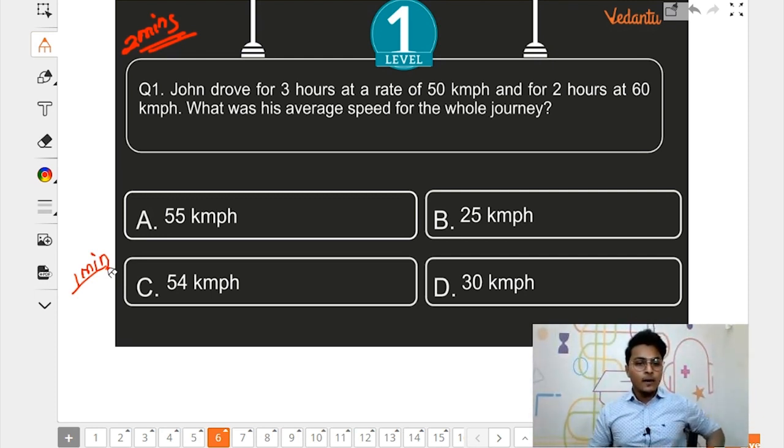Just 40 seconds more. I'll repeat the question. It's a very simple question. John drove for 3 hours at a rate of 50 kmph and 2 hours at 60 kmph. What was his average speed for the whole journey? Option A, 55 kmph, option B, 25 kmph, option C, 54 kmph, and option D, 30 kmph. Come on, guys. You have just 20 more seconds left to solve this question.